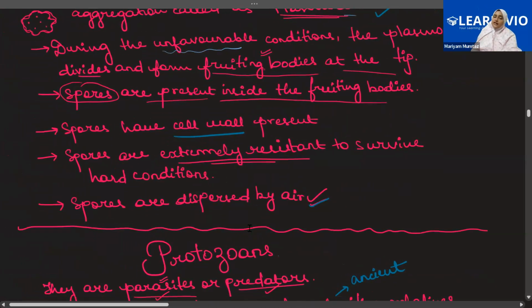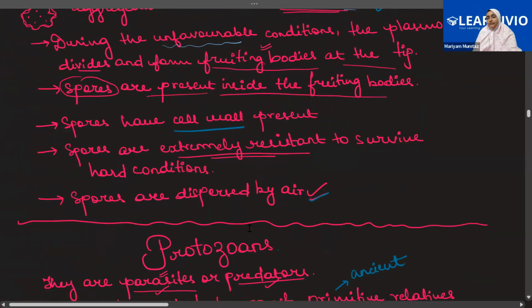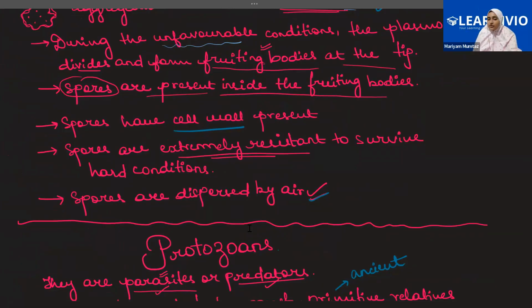The spores have a cell wall present in them, okay, and they are extremely resistant, right? Nothing can destroy them, nothing can harm them. So they are extremely resistant to survive the hard conditions. Spores are dispersed by the air. Whenever they come in contact with the air, they are dispersed from one place to another.